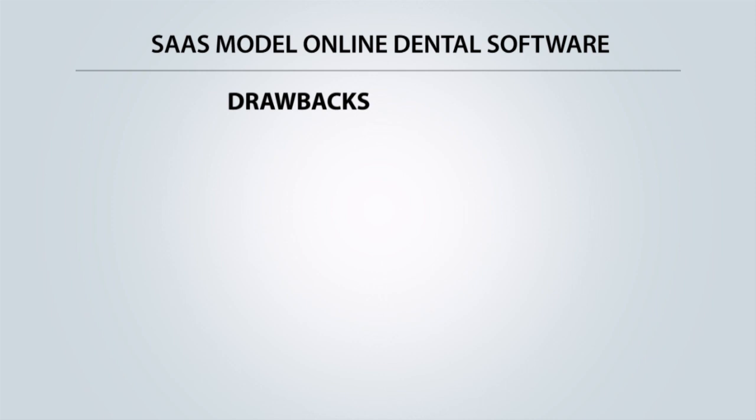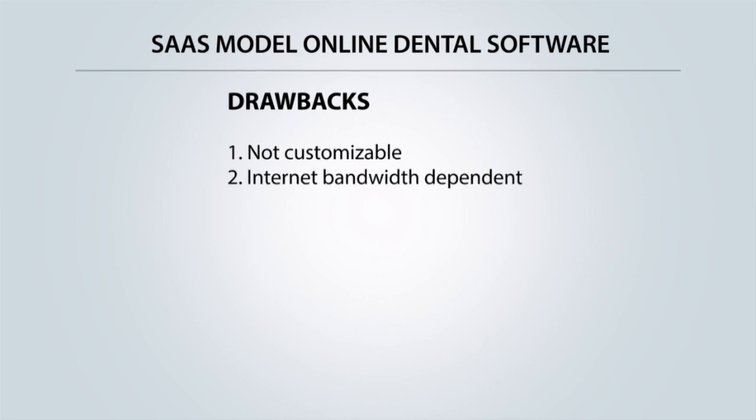The first one is that it is not customizable. The same software is used by multiple clients, so client-specific customization is not possible in the online SaaS model. The second drawback is internet bandwidth dependency. Just like any other online system, you need to have a proper internet connection to use the software.